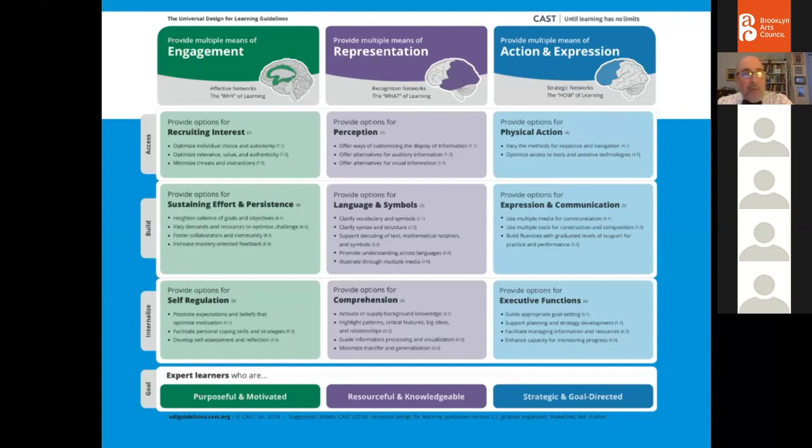So the top level, you'll see on the tab at the far left, says access. This is about creating accessibility for all students in the room, whether it's about interest, perception, or expression for physical action. So it's a learning entry-level experience. Now, building on that are these other skills of sustaining effort.